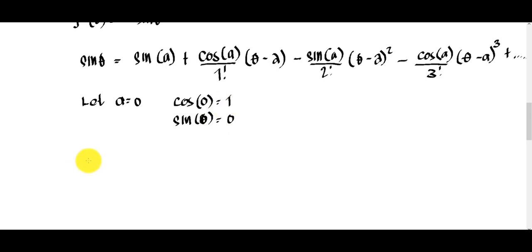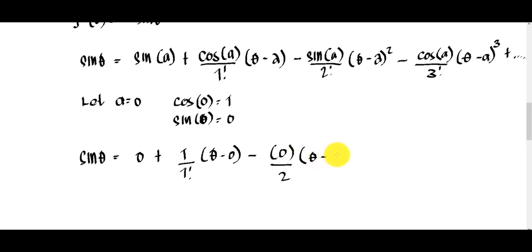Now substituting that, we have your sine of theta is equal to the value of sine of 0, so it will be 0, plus the cosine of 0, so it will be 1, divided by 1 factorial, multiplied by your theta minus 0, plus sine of 0, which is already 0, divided by 2 factorial times theta minus 0 squared, minus the cosine of 0, it will be 1 divided by 3 factorial times theta minus 0 raised to cube, then plus, and so on.